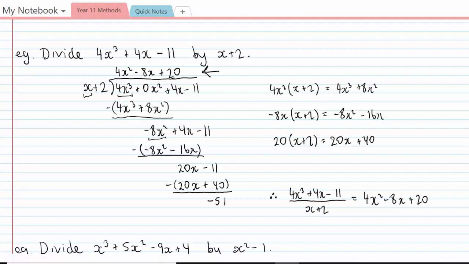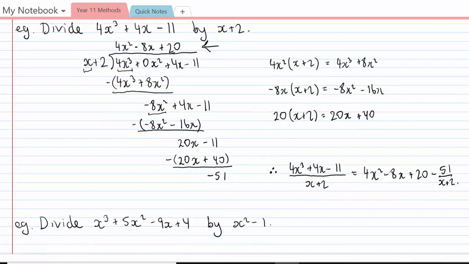And the way that we write a remainder, you might remember from the 478 divided by 19, that I think it had a remainder of 3/19. Okay, so the way that we write that is the remainder over the thing that's being divided by. And so this is going to be minus 51 over x plus 2.